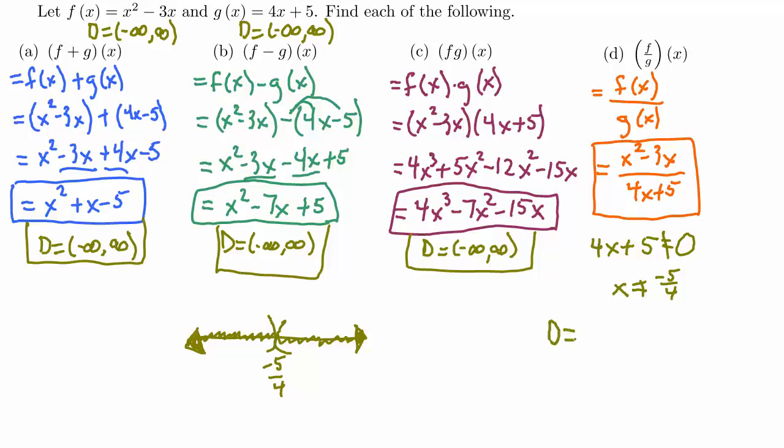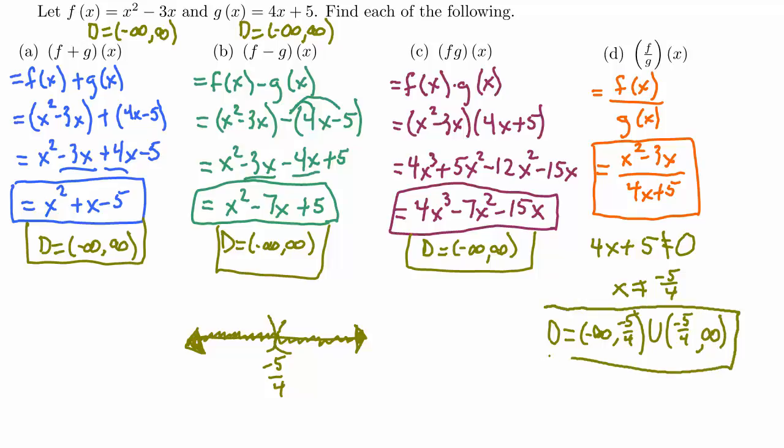So, your domain starts at negative infinity and goes to negative 5 over 4. Not a square bracket, because we have to exclude it, therefore I need to use a parentheses, which is what I used over there. Parentheses. Then take the union, and again start at negative 5 over 4, and go to infinity. And that's your domain for letter D.